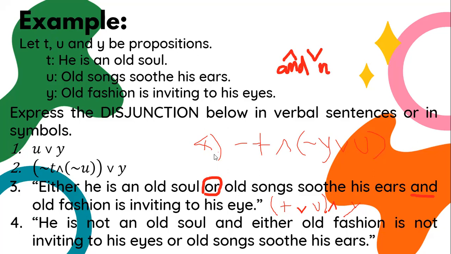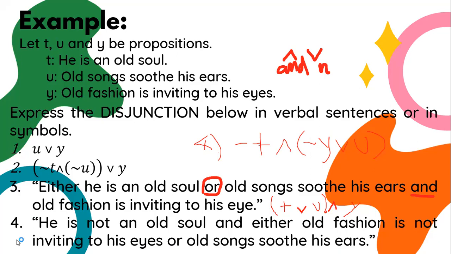Okay? Then kay Sean naman, he is not an old soul. So we have here the negation of E. And then end yung ginamit. Kaya inverted V. And then either. So ito yung ginamitan niya kasi yun yung pinag-connect ng or. Ginamitan natin ng parenthesis. And then may not kay Y. Negation niya. Not Y. And then or you. Okay, that's correct. Thank you.